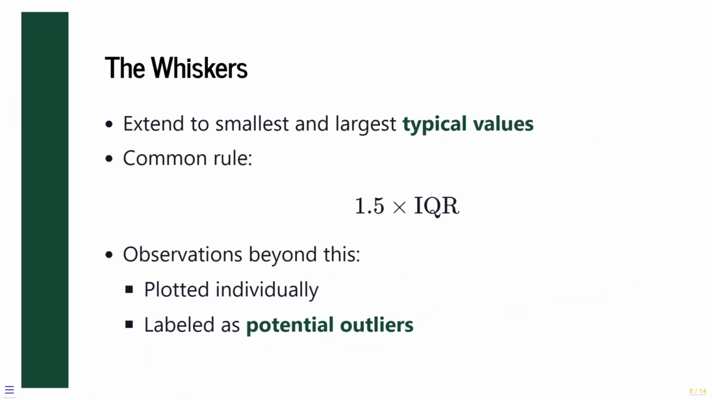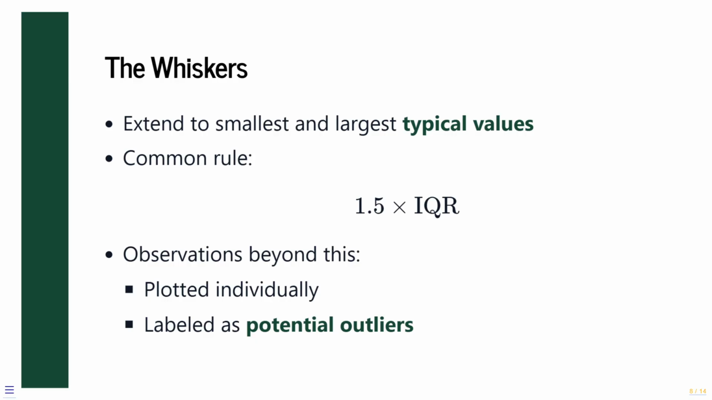Next come the whiskers, which extend outward from the box. The whiskers are meant to summarize the range of typical values, values that are not considered unusually far from the rest of the data. Under a common and widely used convention, the whiskers extend to the smallest and largest observations that are within 1.5 times the IQR of the quartiles. The key idea is that we use the IQR as a benchmark for what counts as typical spread in the data set. Now, the whiskers don't necessarily stop exactly at those cutoff values. They extend to the most extreme observed values that still fall within those limits.